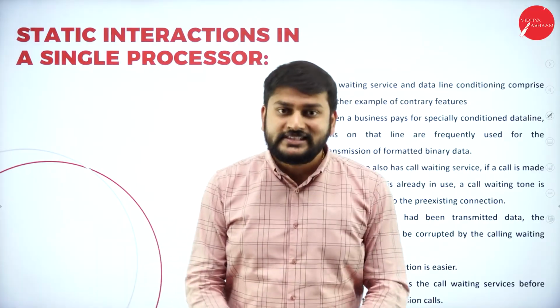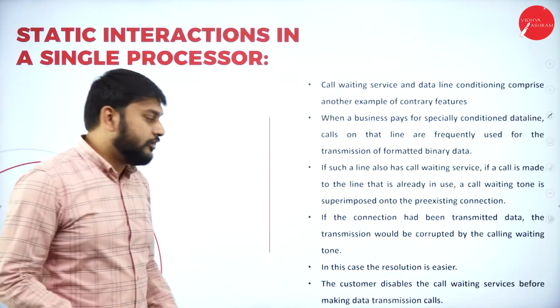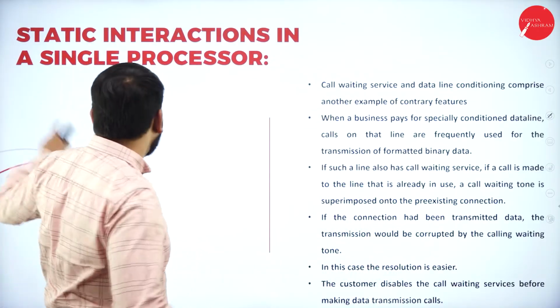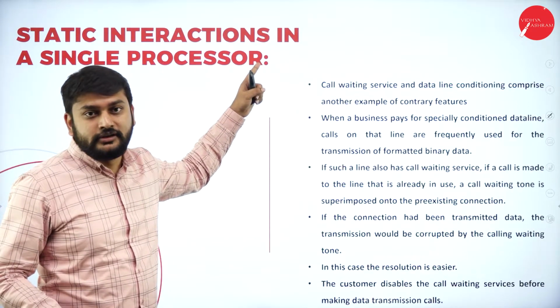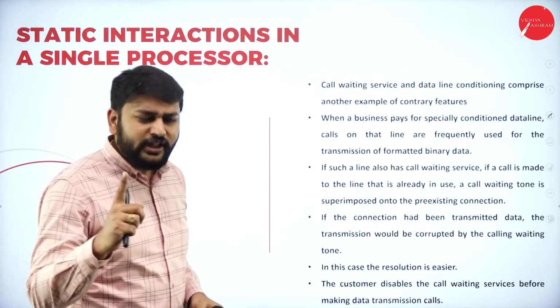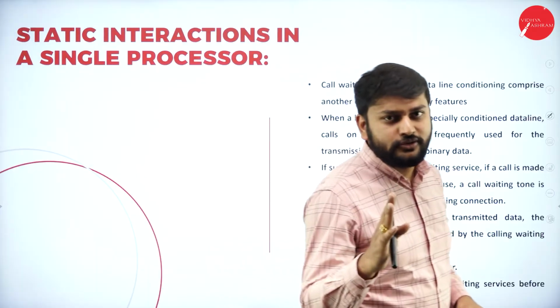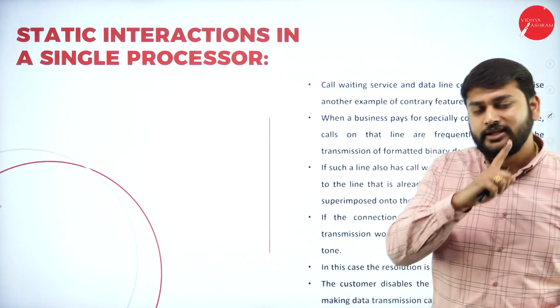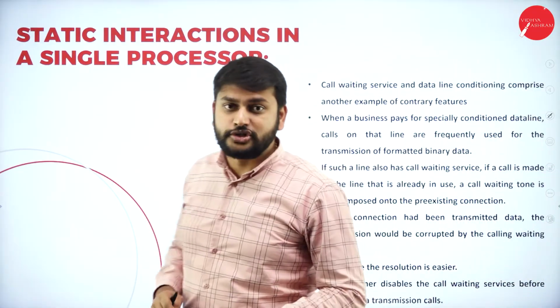So this is the second example that I have here for all of you with respect to static interaction in a single processor. Only one task at a time is what you need to remember when it comes to the single processor, especially with static interaction, right?